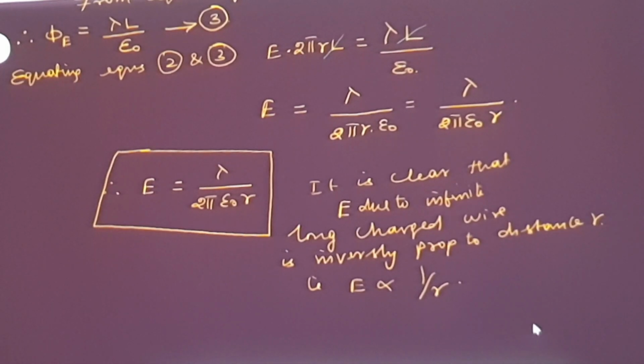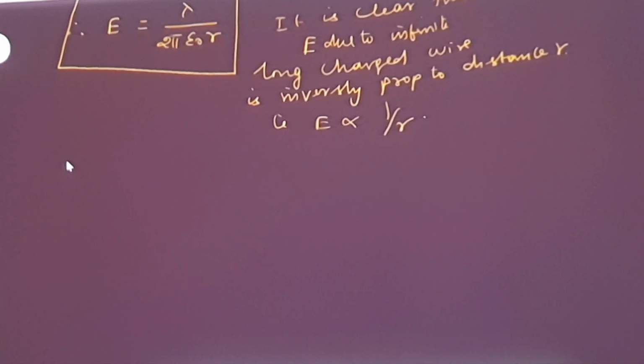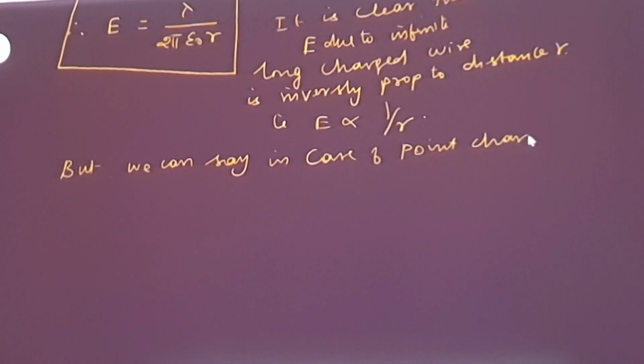But when you are considering the electrical field in case of point charge, this is a note, in case of point charge, the electrical field is inversely proportional to the square of the distance. But in case of a long charged wire, electrical field is inversely proportional to the distance, just r, but in point charge it is r square.